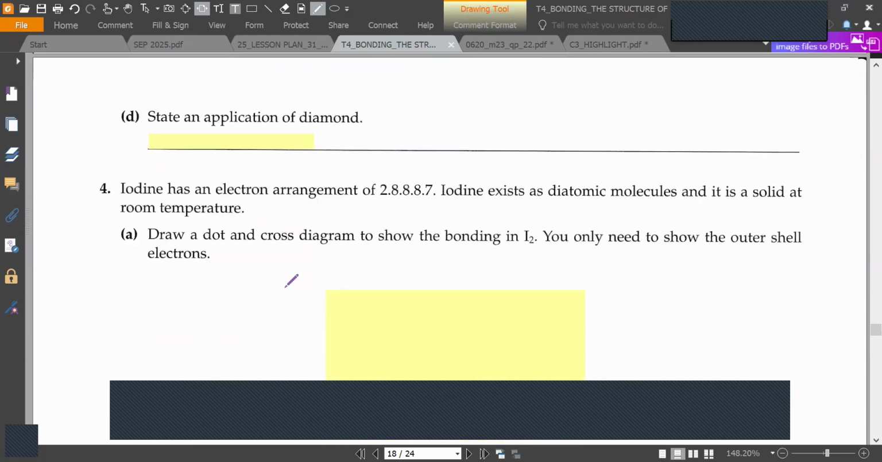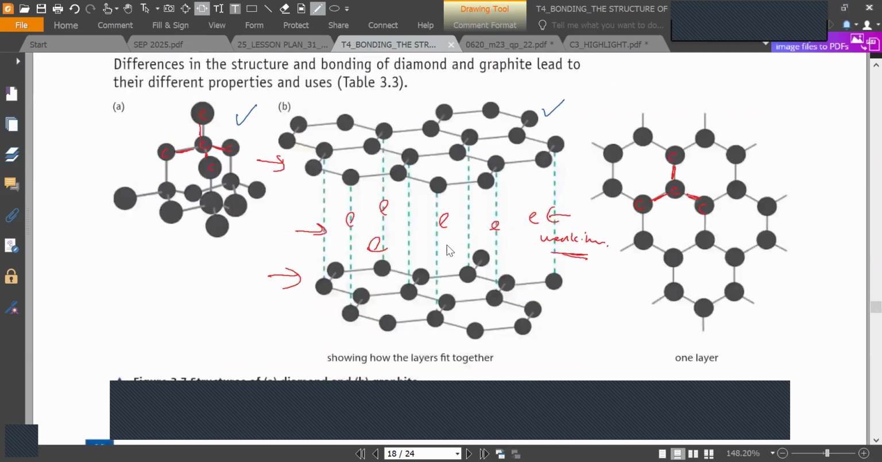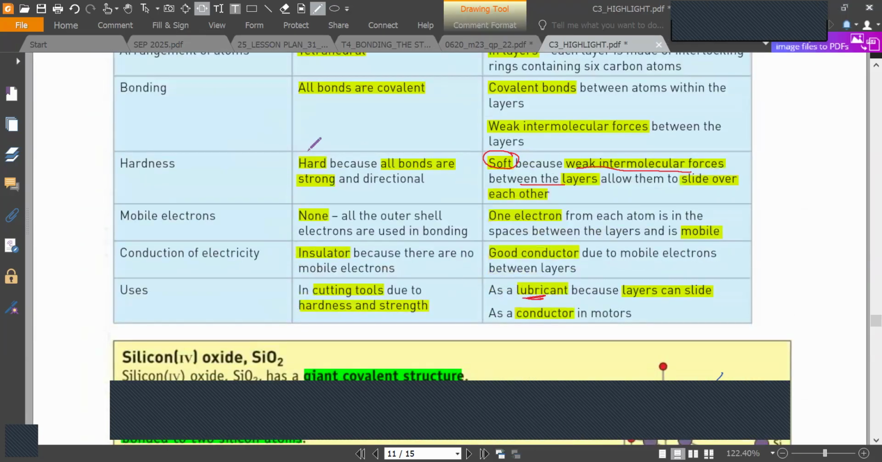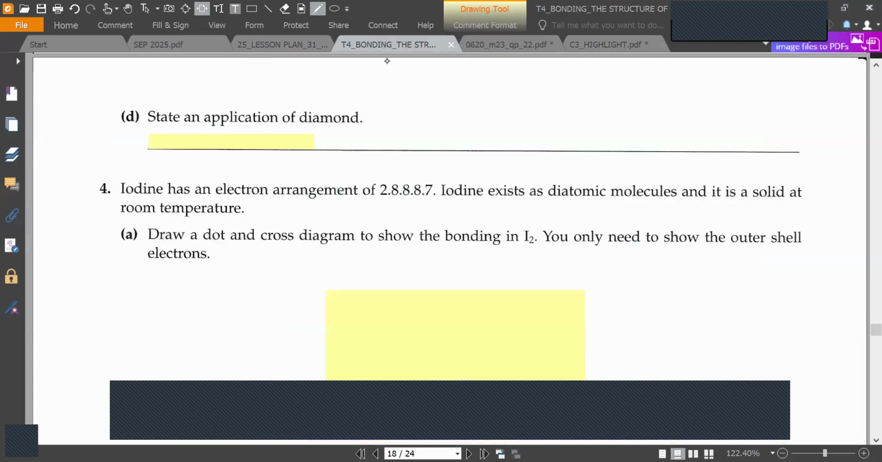Next, state an application of diamond. What do we use diamond for? It depends on the properties of diamond. Diamond is hard, because all bonds are strong bonds. Which means it can be used as cutting tools due to its hardness and strength. Application of diamond: abrasive cutting tools.